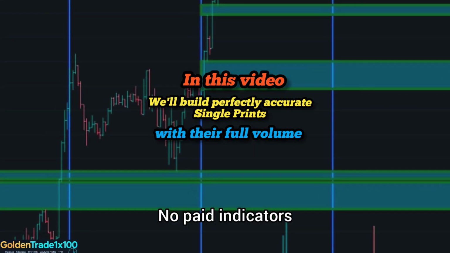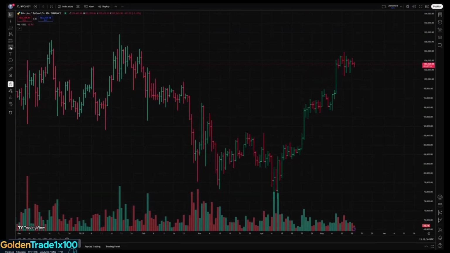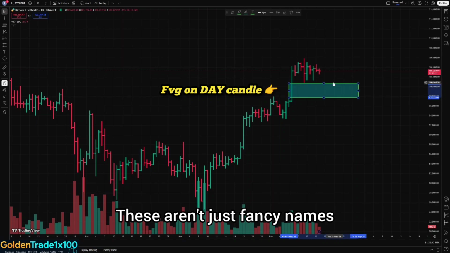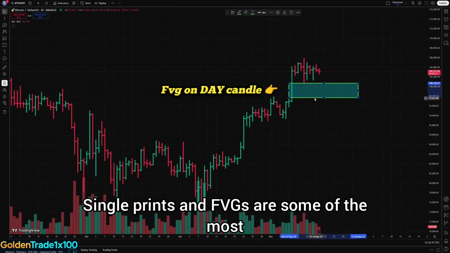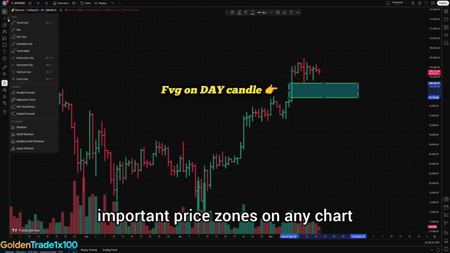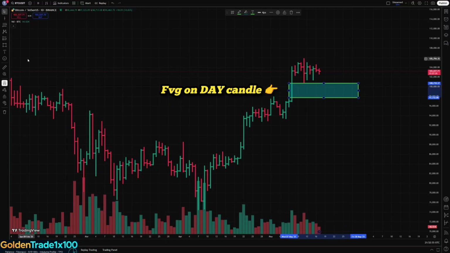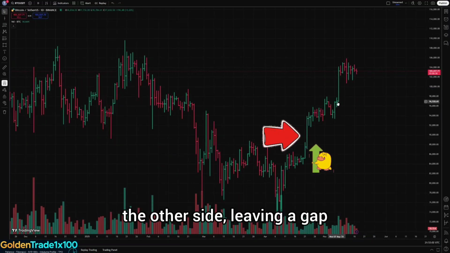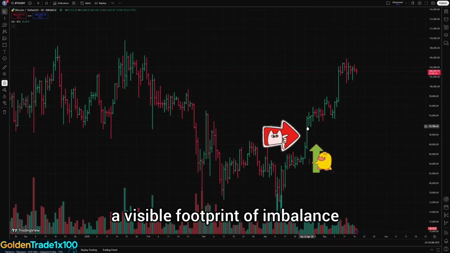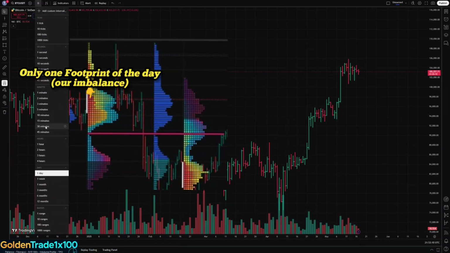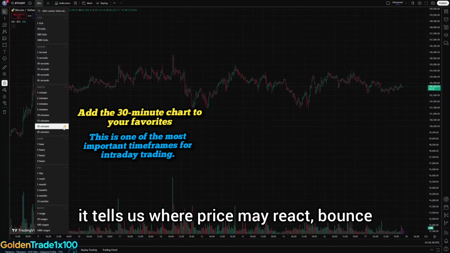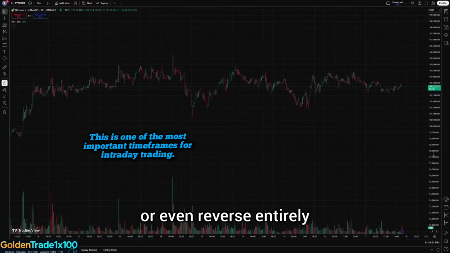No paid indicators. No fluff. Just pure structure. These aren't just fancy names. Single prints and FVGs are some of the most important price zones on any chart. They mark moments when buyers or sellers completely overwhelm the other side, leaving a gap, a visible footprint of imbalance. And that footprint? It tells us where price may react, bounce, or even reverse entirely.